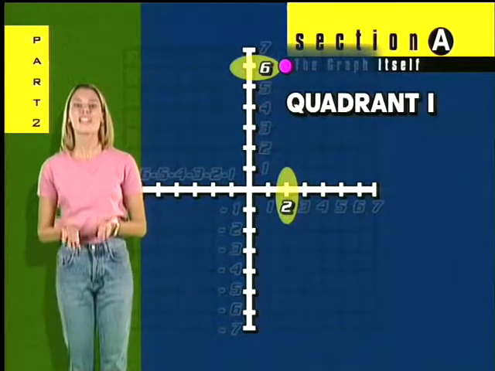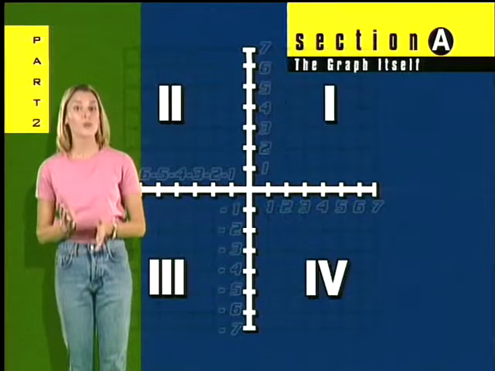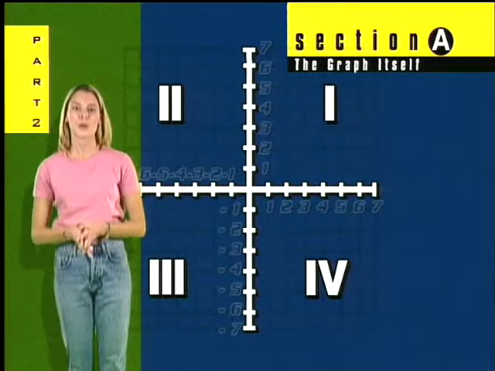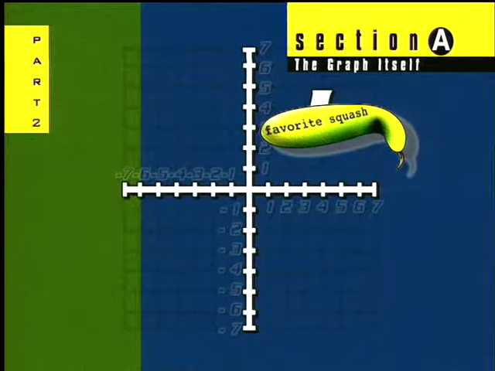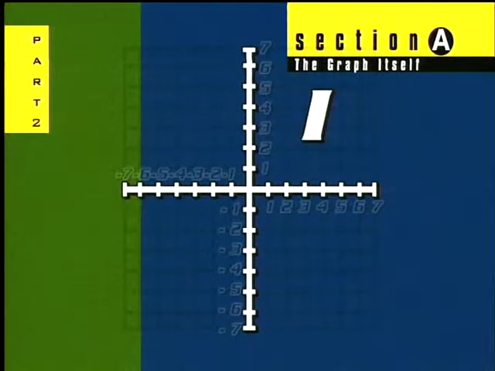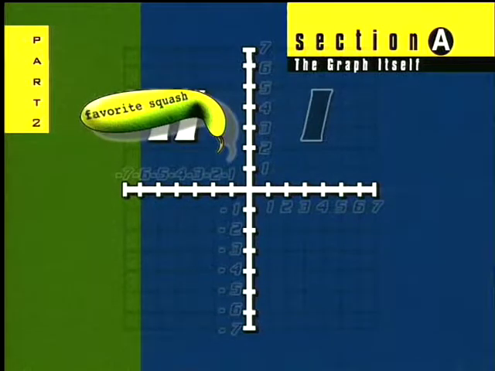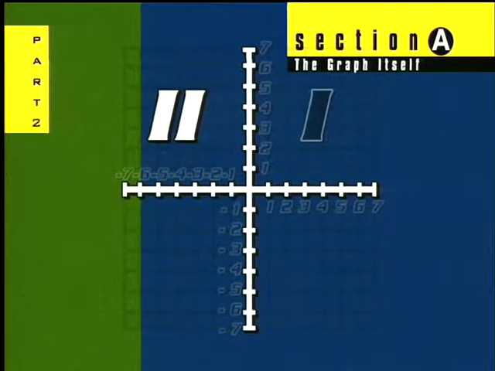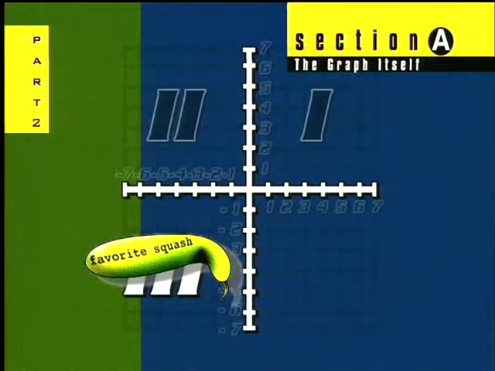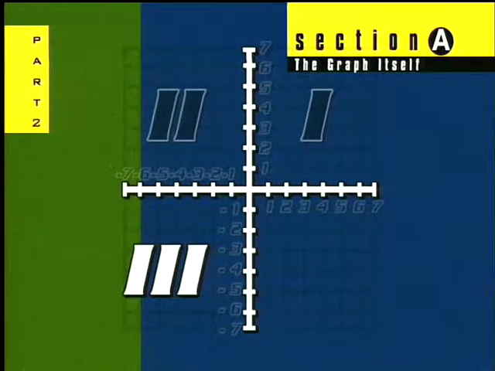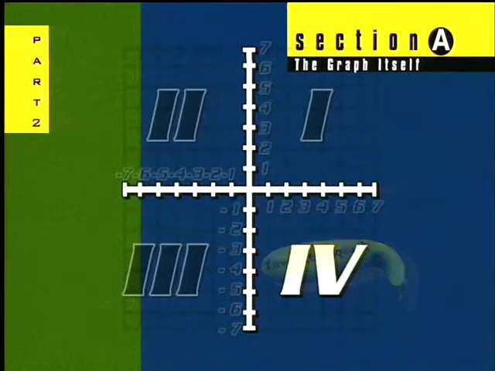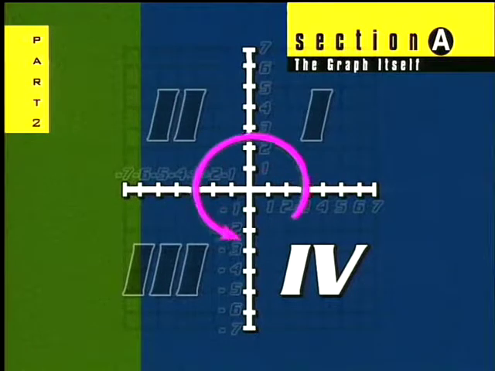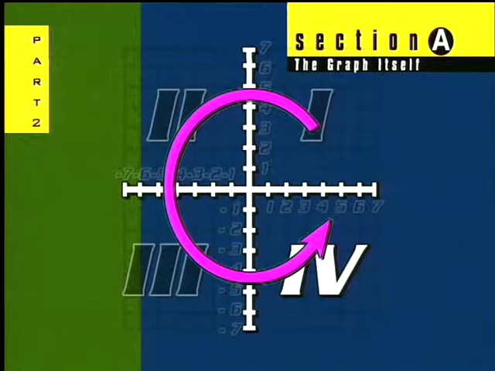On a graph, the x and y axes intersect to create 4 sections. These sections are called quadrants. Notice this squash. When it's in the top right corner of our graph, it's in quadrant 1. When our squash is directly to the left of that, it's in quadrant 2. When our yummy squash is directly below that, it's in quadrant 3. And when it's to the right of quadrant 3, everybody's favorite squash is in quadrant 4. Starting with the top right corner, the numbers of the quadrants follow in counterclockwise fashion.